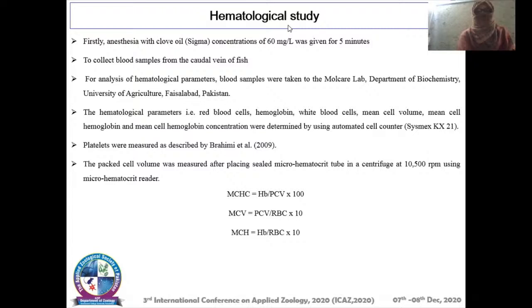Platelets were measured as described by Rahimi et al. The packed cell volume was measured after placing a sealed microhematocrit tube in a centrifuge at 10,500 using a hematocrit reader. MCHC, MCV, and MCH were found by using formulas.